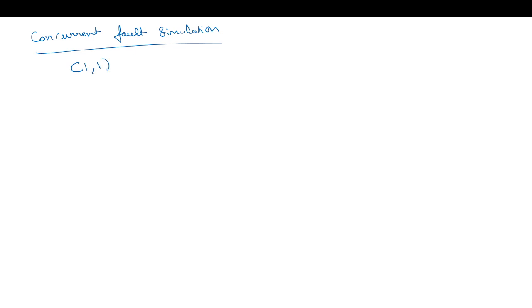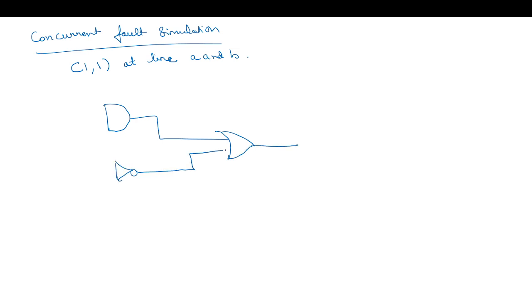Now, if we are simulating, say 1 at lines A and B, let's consider this as the circuit. Now, if we have 1, what will be the output? It will be 1, and this will be 0, and this will be 1. So what are the equivalent simulations which can be performed concurrently? This is a good value: 1 0 and 1 0 1. So what are the next set of patterns for this AND gate we can perform?